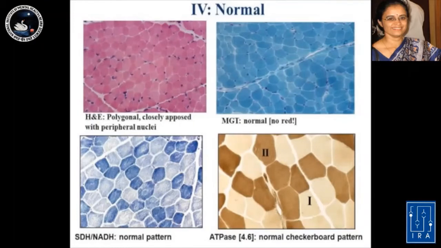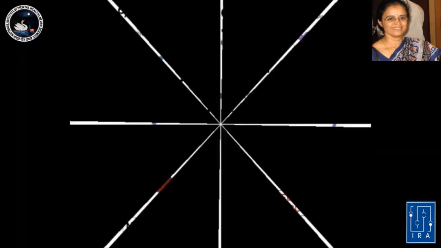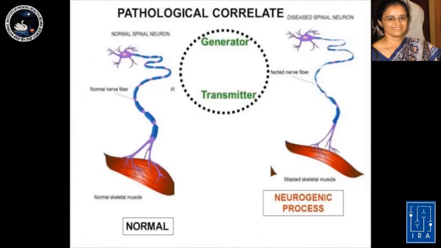Next to this, in the upper right hand panel, is the modified Gomori trichrome stain. If there is no red seen, then you know it is completely normal. In the lower panel is the SDH, NADH stains and the ATPase stains, which show a typical alternating type 1 and type 2 fibers in a checkerboard pattern. So this is how a normal muscle looks in the various stains that we do. Compare that with what we see when there is a neurogenic atrophy.